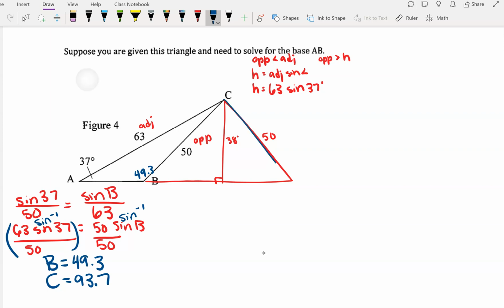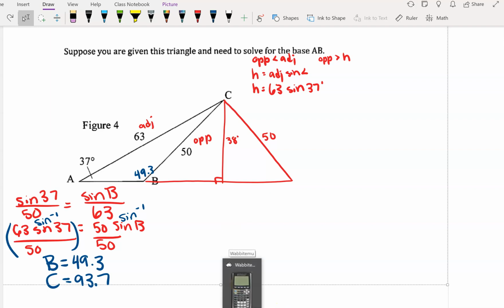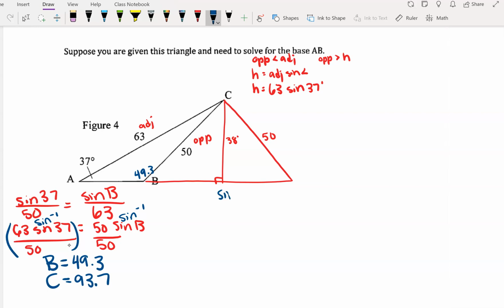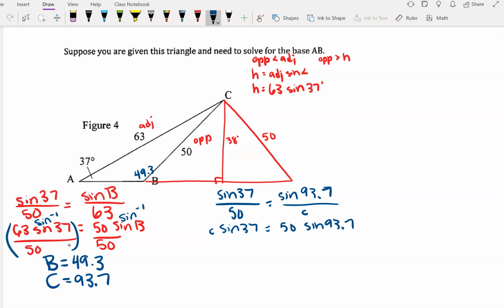Clearly we're talking about the big triangle, and we're talking about those angles that we got just now. So we're going to get the bigger side on this round. All right, so now that we have that, we'll use law of sines again to find this opposite side. So sine 37 over 50 equals sine of the angle we just got, so 93.7, over, I'll just call that little c. Cross multiply, little c sine 37 equals 50 sine 93.7. Divide both sides by sine 37.